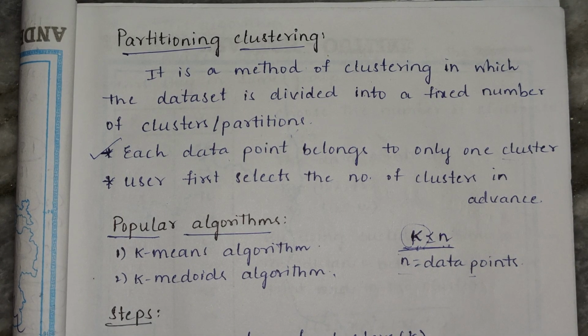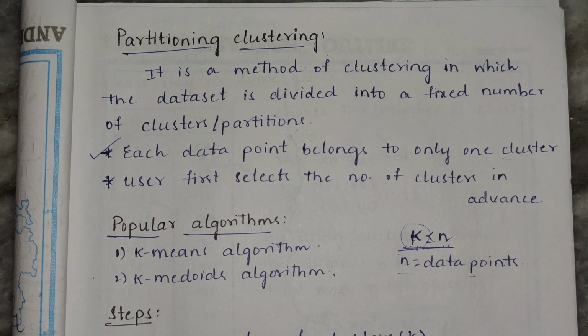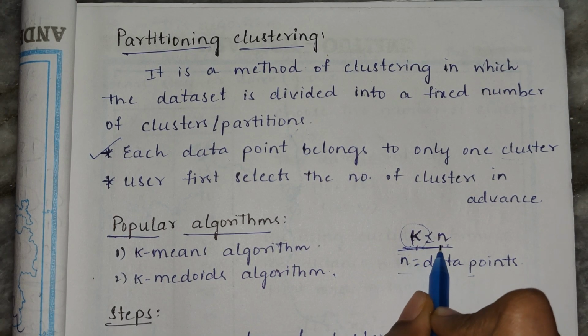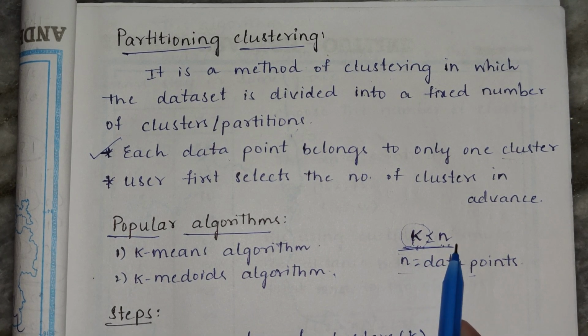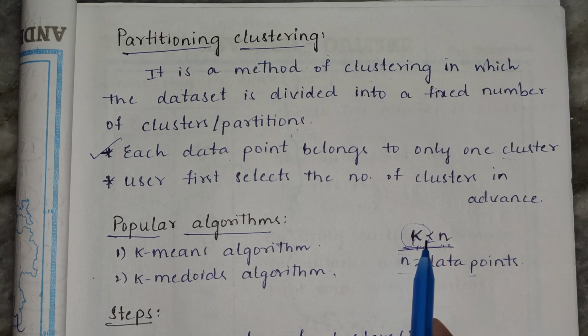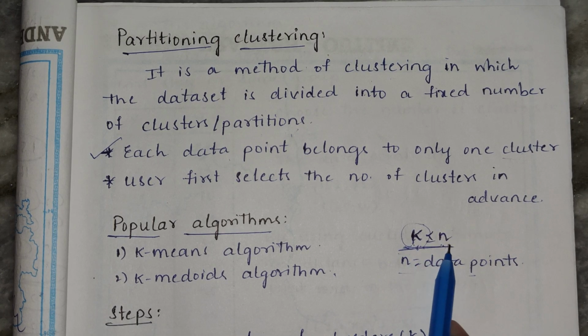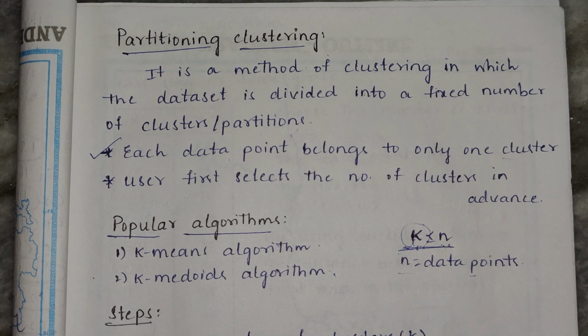clusters in advance, which means here in partitioning clustering the number of clusters that we are going to divide into should be selected in advance itself. Understood? Here I have written a condition k less than or equal to n. Here n is the number of data points and k is the number of clusters. Here k less than or equal to n, which means we can also have n clusters. In each cluster we can also have a single data point, but the number of clusters should not exceed the number of data points. Understood? That is partitioning clustering.